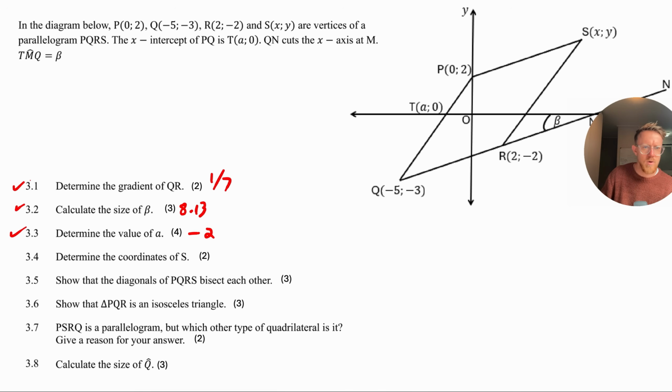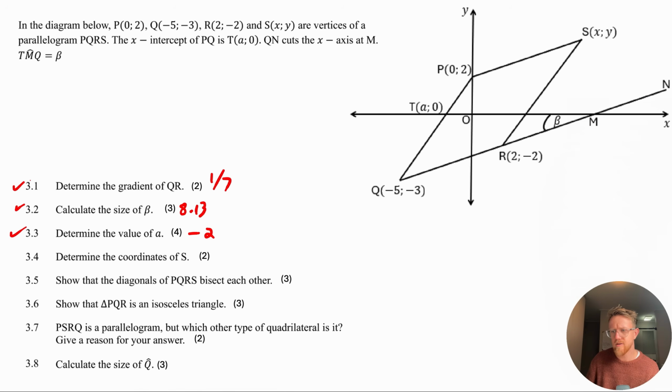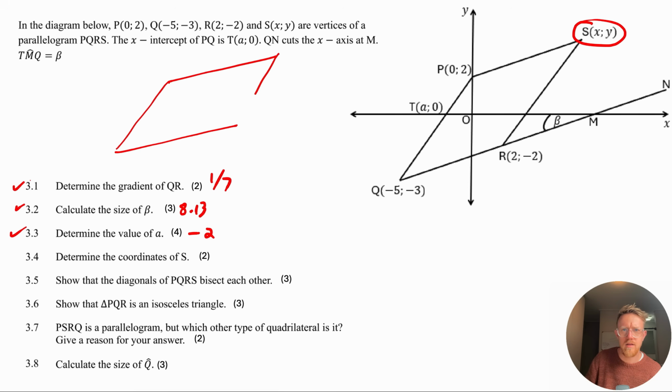Okay, this next one. Determine the coordinates of S. Let me move back down here, sorry. So it says determine the coordinates of S. This you just do by inspection, guys. If you look carefully at this parallelogram, we've got Q, and we've got P, and we've also got R.